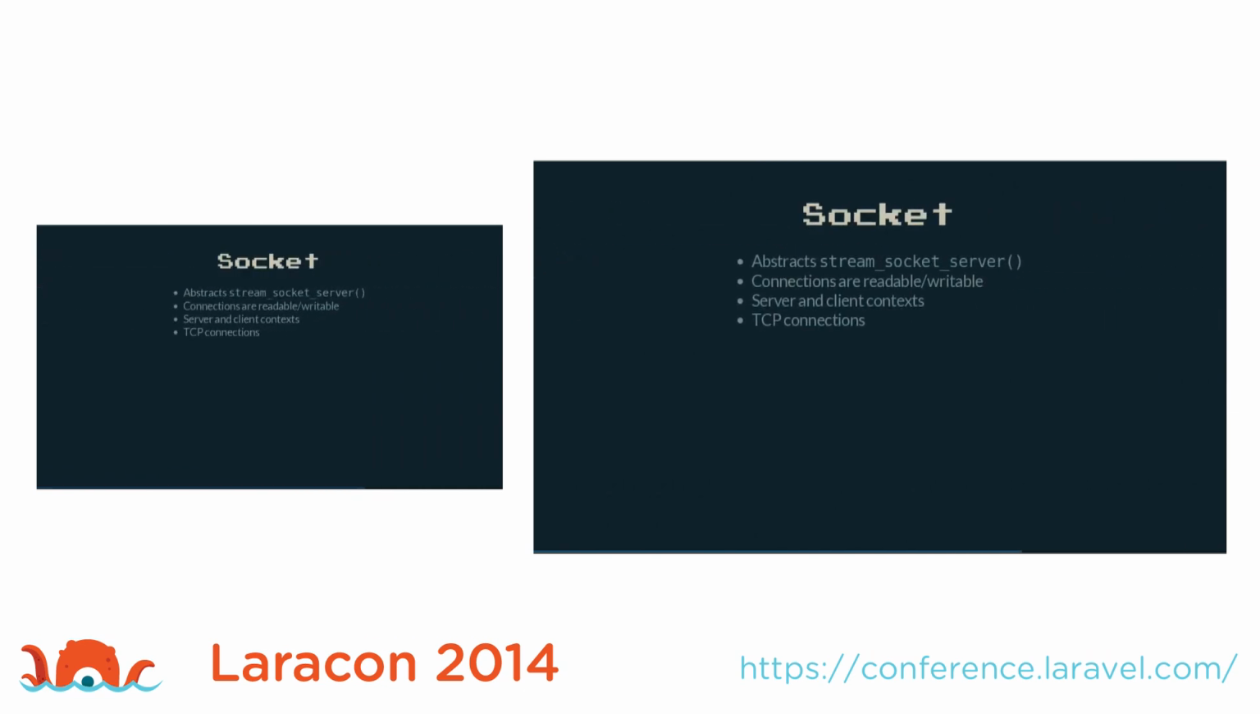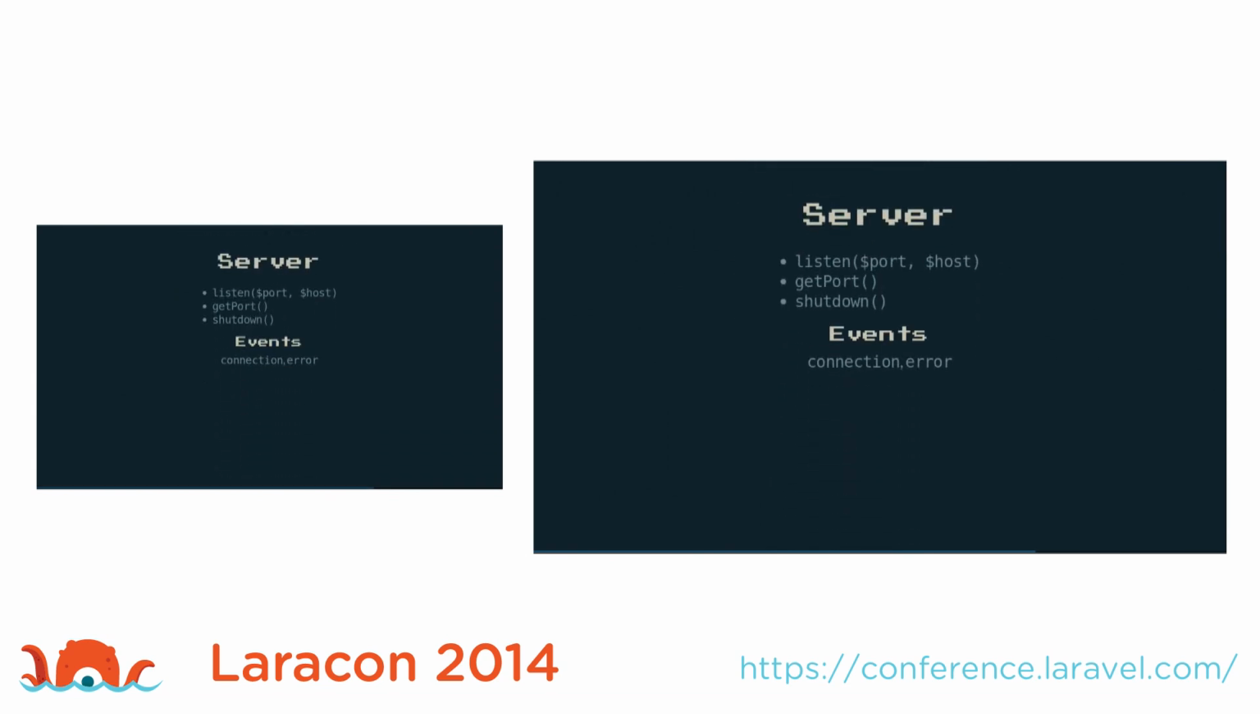We mentioned having the streams at the lower level. On top of this, we have a socket, and this is what represents the TCP connection. So when we have a web server or the Redis driver, we're actually creating sockets that are readable and writable connections. There's a server and a client context. In the server context, which we saw a little in the Hello World example, we can listen on a port and a host, access the port, and shut things down.